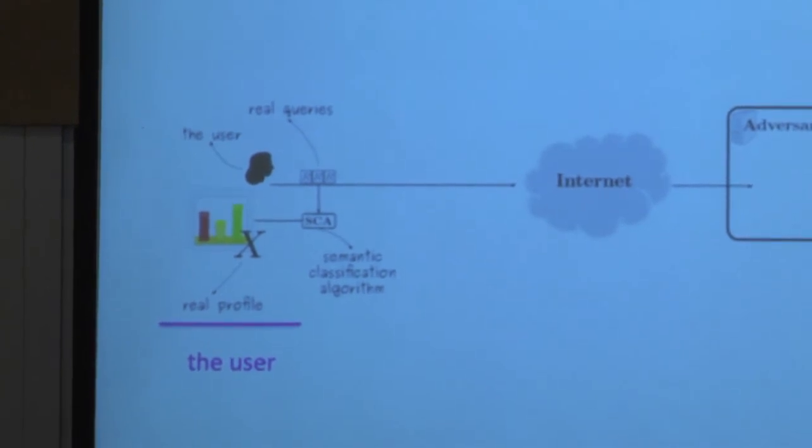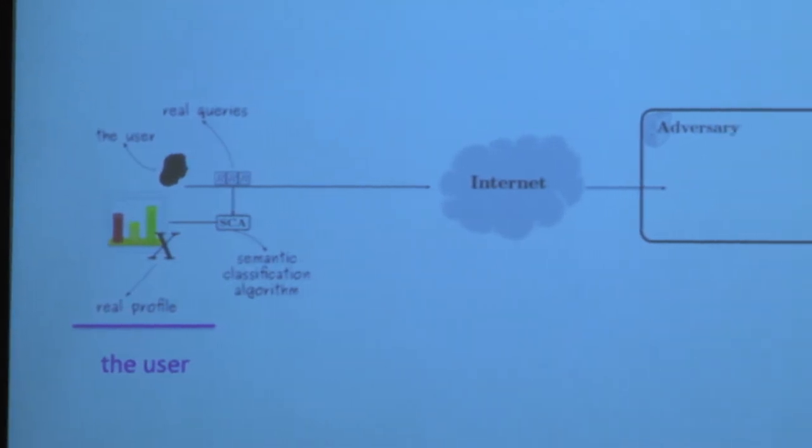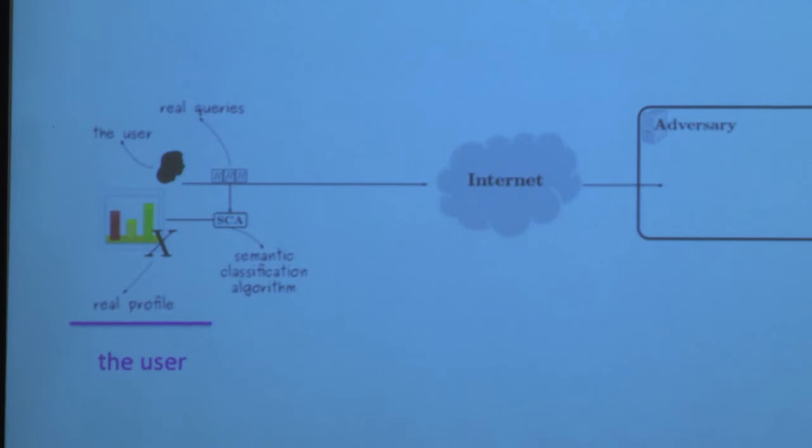These little R's there, these packets, are the real queries generated by the user. Queries by themselves are not so useful in terms of profiling. What the search engine, or the adversary, would do is use some form of semantic classification algorithm, the SCA there, to transform these queries into some form of profile. So if somebody is looking for the World Cup, German team, all these things, then you could categorize all these queries. So this is the semantic classification algorithm.